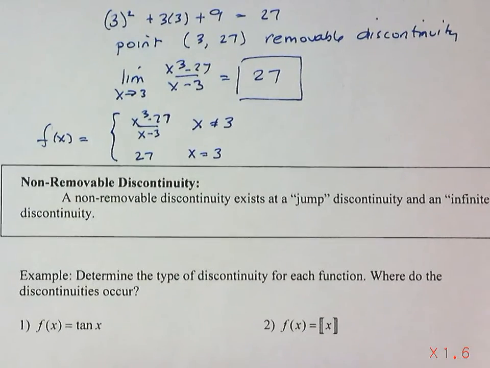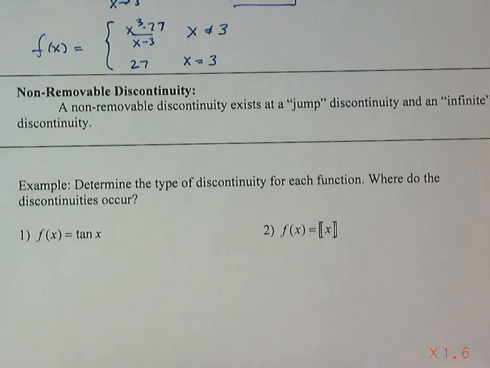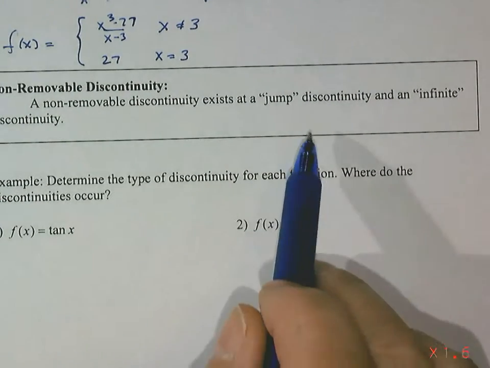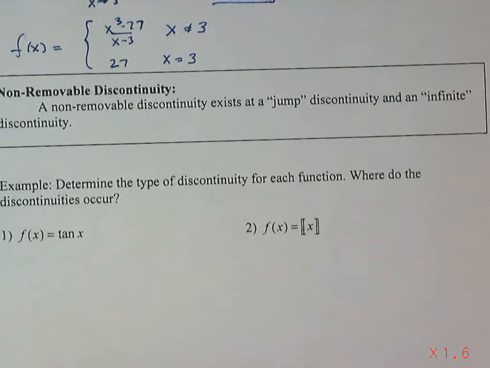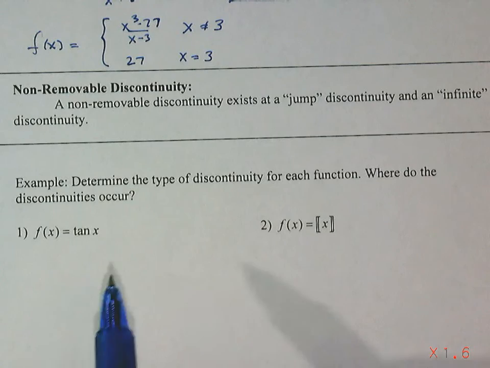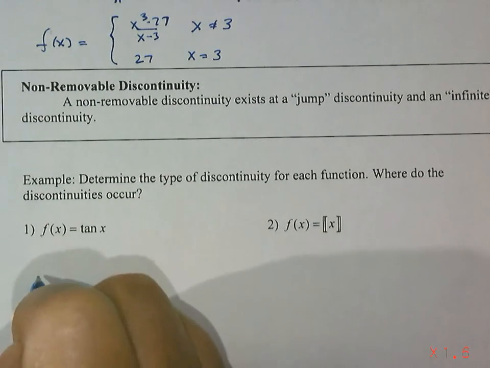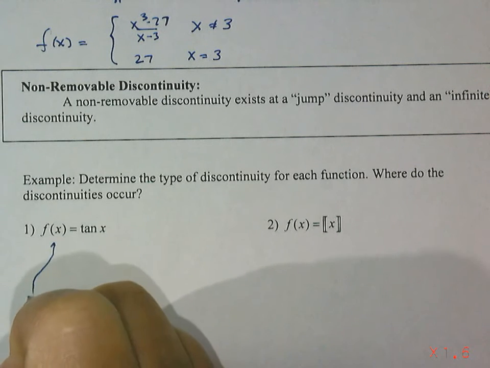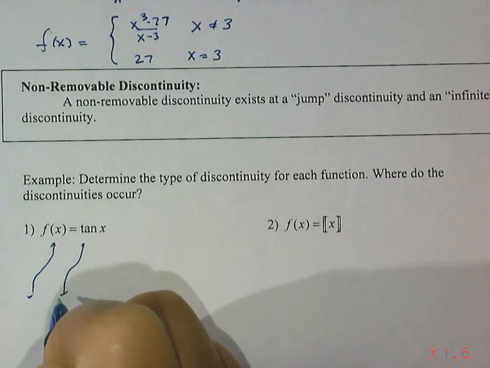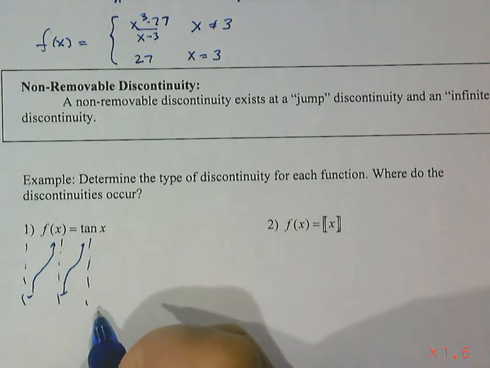Non-removable discontinuities, I cannot fix it. It's like, there's something wrong and I cannot fix it. So it occurs when there's a jump or an infinite discontinuity. And we've talked about these before when limits fail to exist. So the type of discontinuity for each function, and we want to know where this discontinuity occurs. For f of x equals tangent x. Remember the tangent x? The graph of that tangent looks like this. And what happens is it's got all these vertical asymptotes.